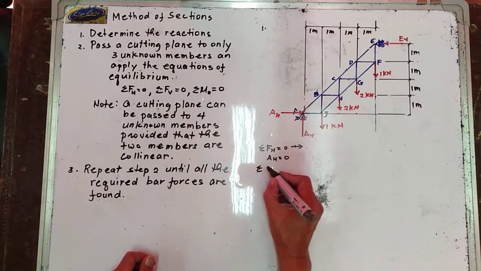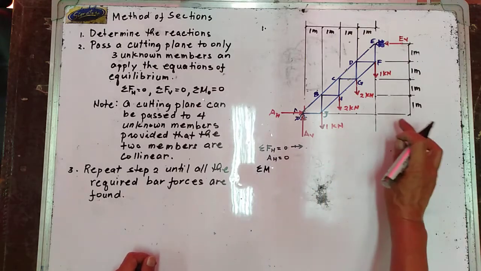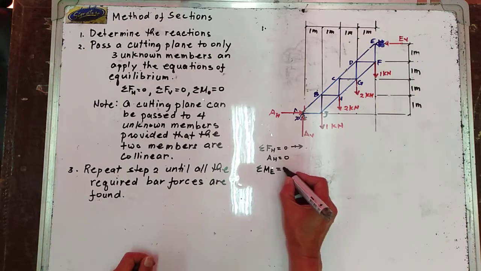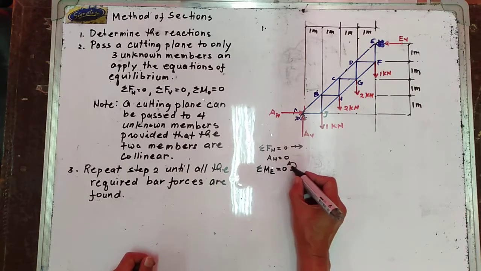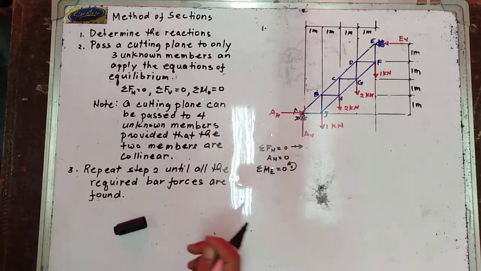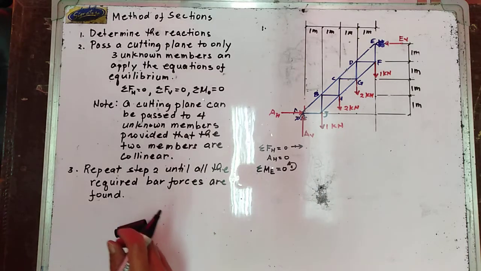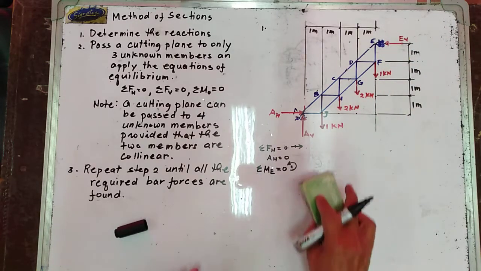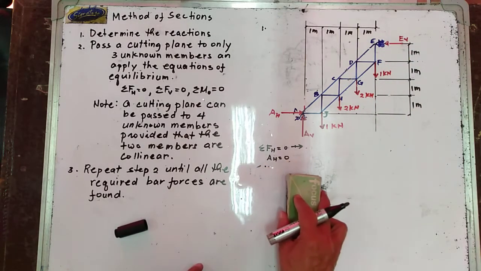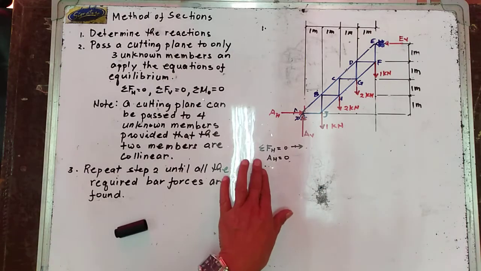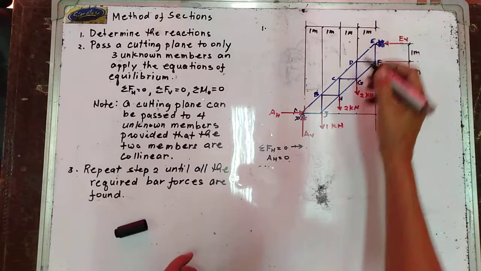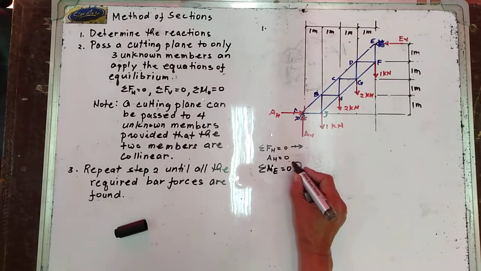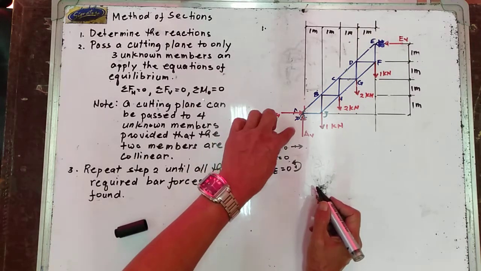Next, summation of moment about point E. Summation of moment about point E is equal to 0, taking counterclockwise moment positive. So we are getting the reactions. Let us take summation of moment about point E. Summation of moment about E is equal to 0, counterclockwise moment positive.